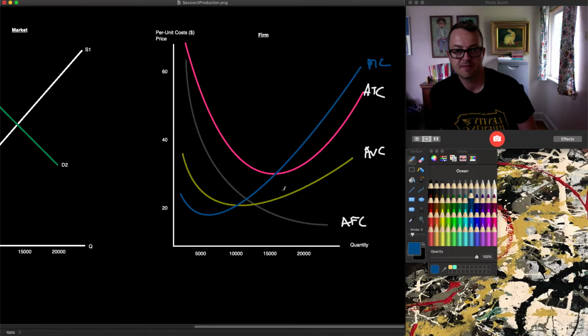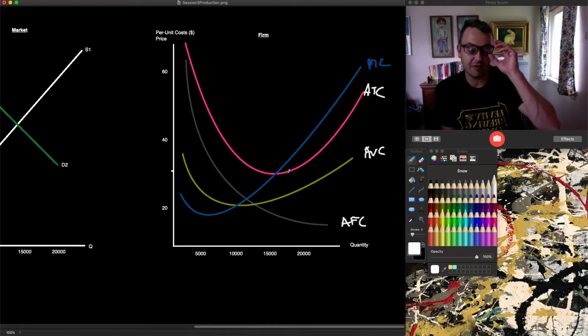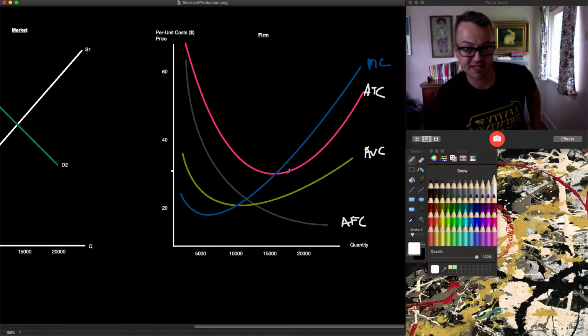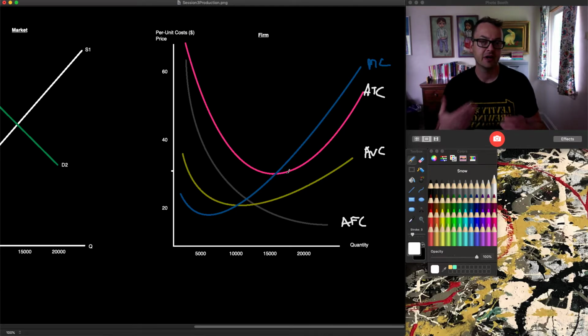Just a few things. About 15,000 and at $30 right here. About $30 per unit in 15,000 units. Overall, that's our minimum average total costs. So that's going to be the cheapest that we could possibly produce this thing. That's the scale, the level where we have the most efficient use of workers given the level of capital we have. But that's not automatically where we decide to produce.